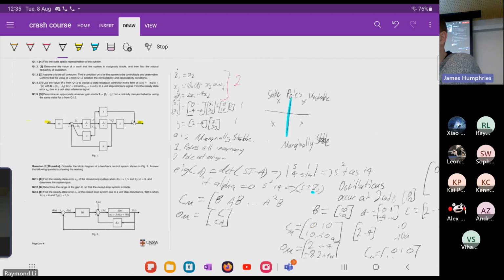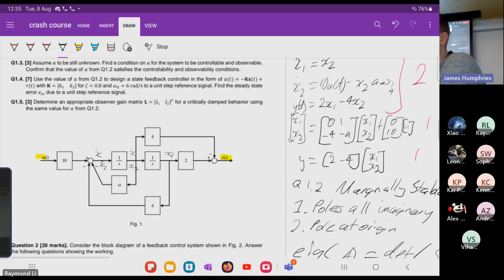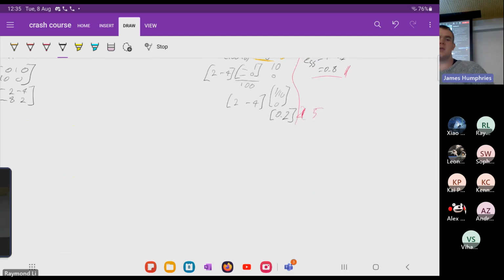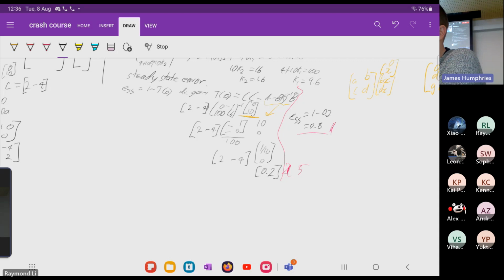All right, and now the next part is determine the appropriate observer gain matrix L for a critically damped behavior using the same values for alpha from 1.2. This is where it gets a little bit more annoying because C isn't only one value and the other 0. But that's okay. So the first thing we need to do is pick pole locations.